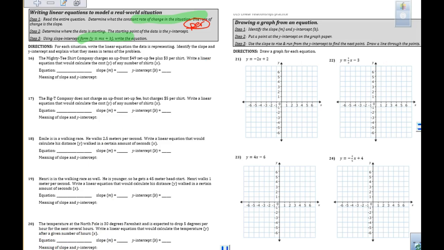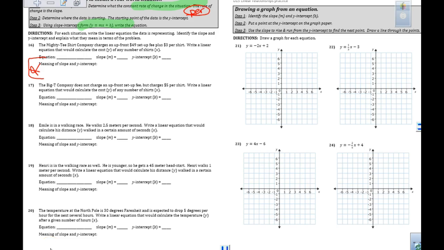Some of you have them done, some of you are on the equation in 16. The one with the per is our 3, so that's going to be here. 3 is our slope. The starting point, the y-intercept, is where we start out, which we said there's an upfront charge of $49. So my equation that I'm writing for my answer in 16 should have looked like y equals 3x plus 49. If you didn't do this, make sure you have this down.